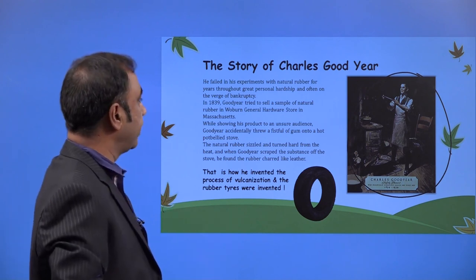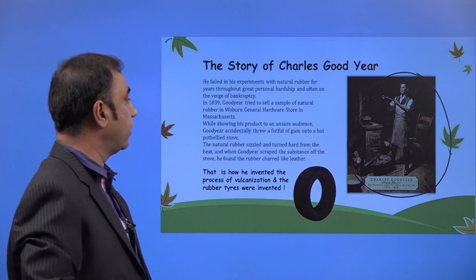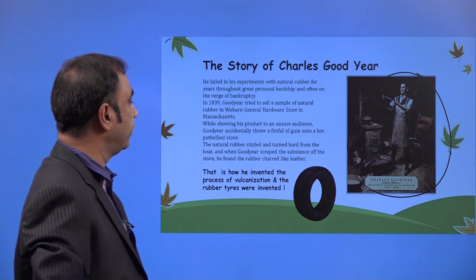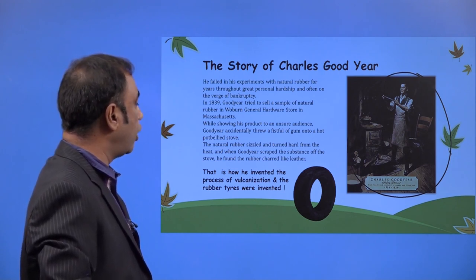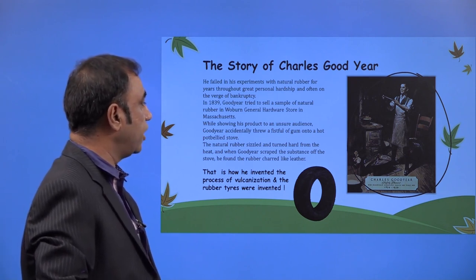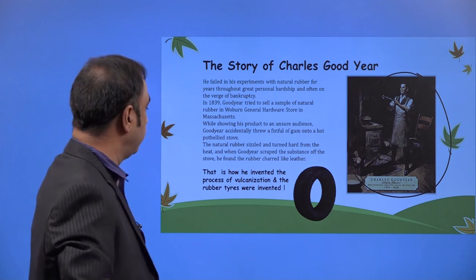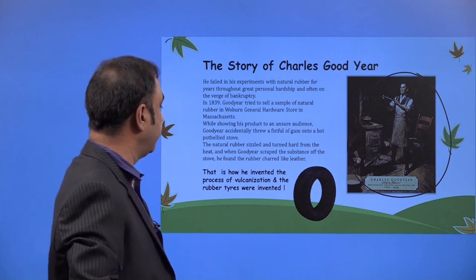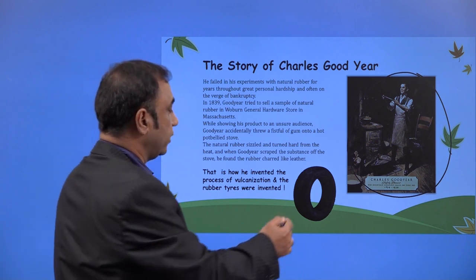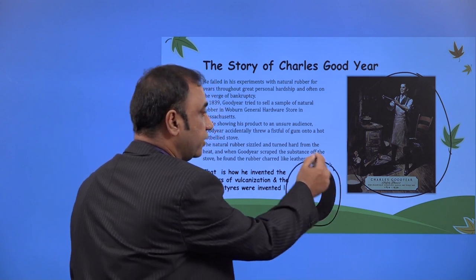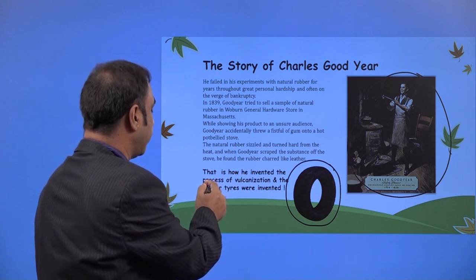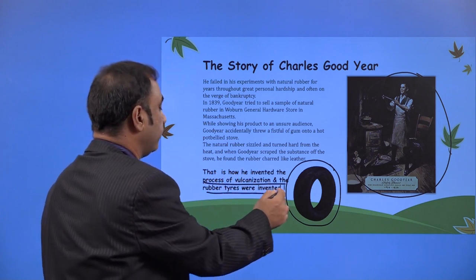In 1839, Goodyear tried to sell a sample of natural rubber in Woburn General Hardware Store in Massachusetts. While showing his product to an unsure audience, Goodyear accidentally threw a fistful of gum onto a hot pot-bellied stove. The natural rubber sizzled and turned hard from the heat, and when Goodyear scraped the substance off the stove, he found the rubber charred like leather. That is how he invented the process of vulcanization, and the rubber tires were invented.